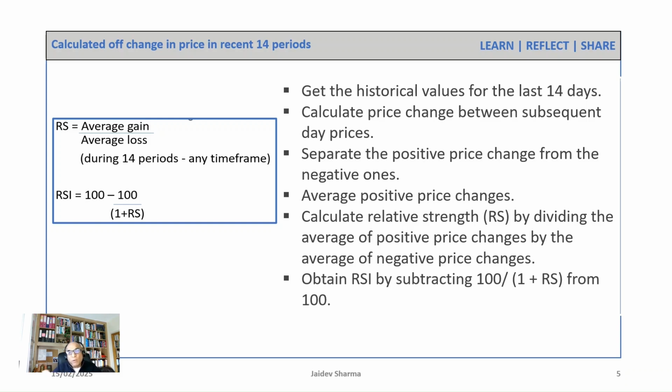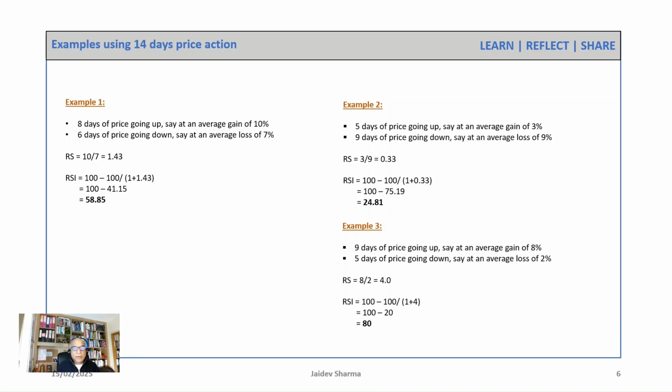You may call it overbought condition. And a number 0 will indicate extreme weakness, meaning oversold. Now let us look at three different examples. For all the three examples, I have assumed that we are looking at a 14-day price action.